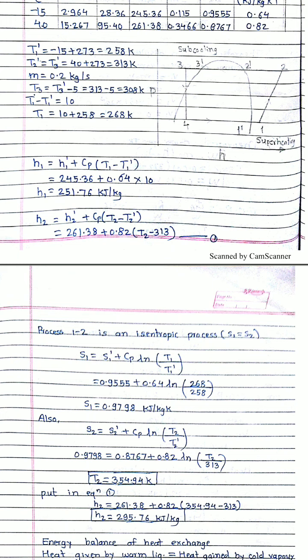So S1 = S1 dash, the vapor side entropy at the evaporator temperature, which is 0.9555, plus Cp on that same line, 0.64, into ln of T1, 268, divided by T1 dash, 258. Therefore S1 is equal to 0.9798 kilojoule per kg. And also we know that S1 is equal to S2.